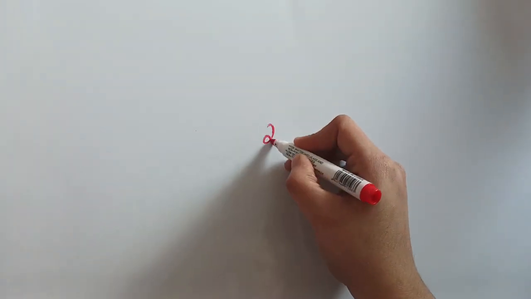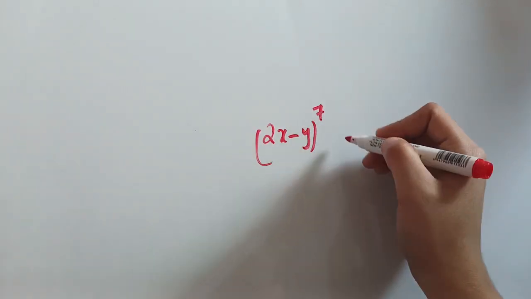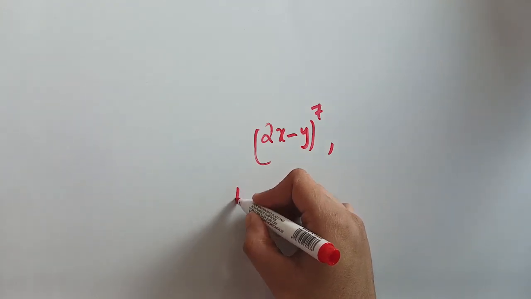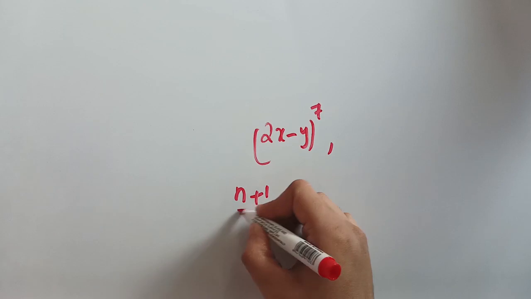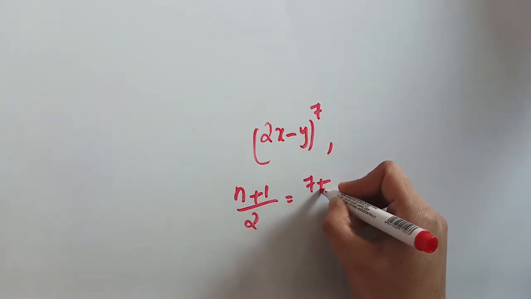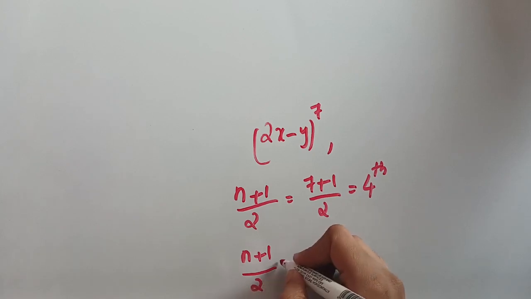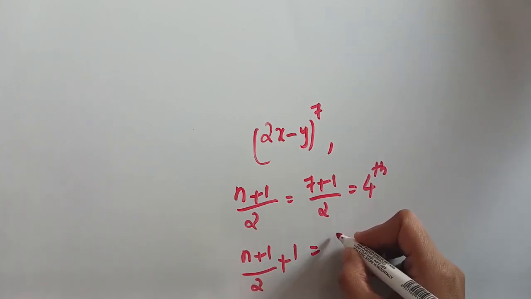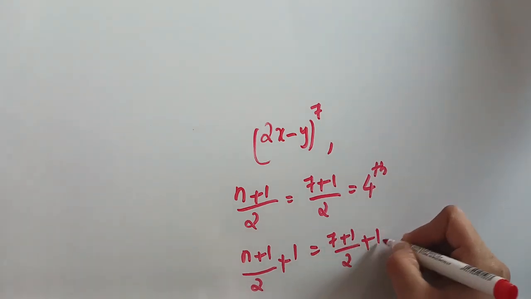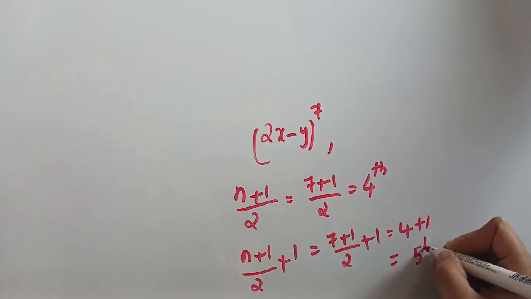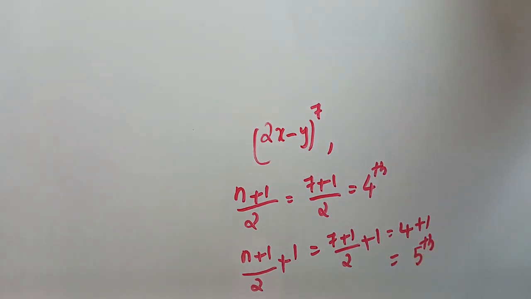For example, in the expansion of (2x minus y) raised to 7, the middle terms are: first, (n plus 1) by 2, which is equal to 7 plus 1 by 2, which is 8 by 2, equal to the 4th term, and next, (n plus 1) by 2 plus 1, which is equal to 7 plus 1 by 2 plus 1, which is equal to 4 plus 1, which is equal to the fifth term. That is, the fourth and fifth terms are the middle terms of the expansion (2x minus y) raised to 7. That is, if n is even, we have one middle term, and if n is odd, we have two middle terms.